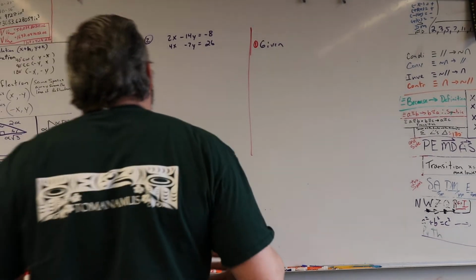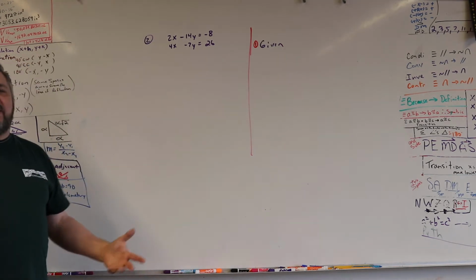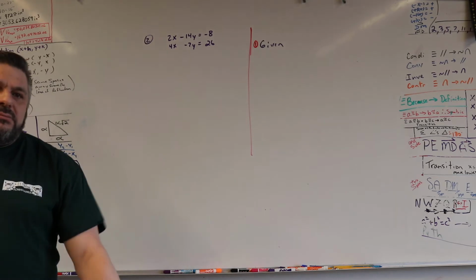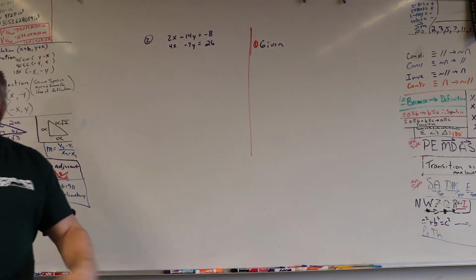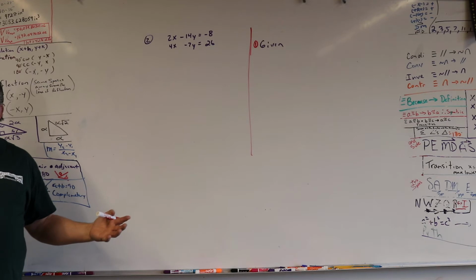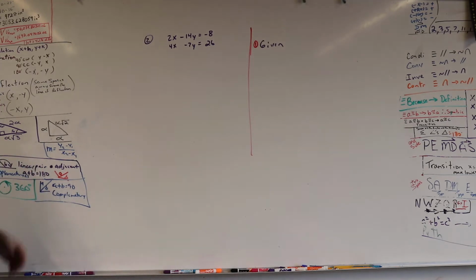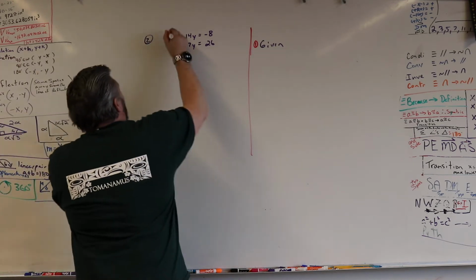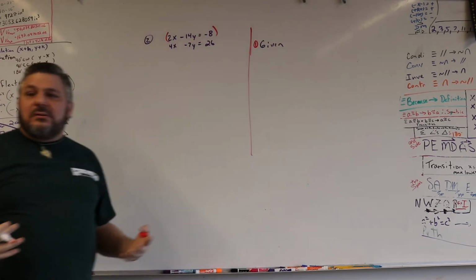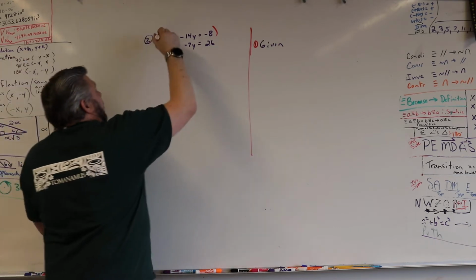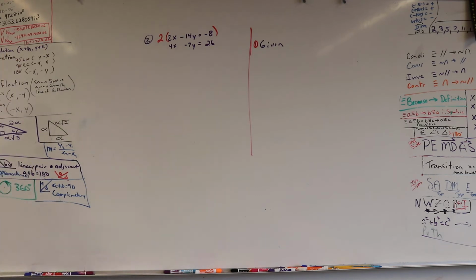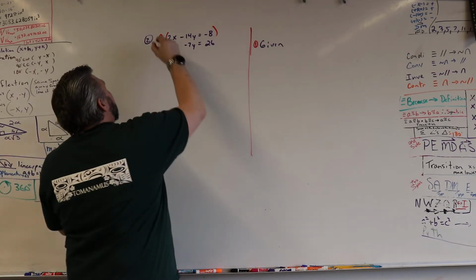We need to make them opposite. So what's easier to make opposite? 7 and 14 or 2 and 4? 2 and 4, okay. I mean, it really doesn't matter. You choose, right? So, what times 2 is 4? 2, okay? So what I'm going to do is I'm going to multiply this by what? 2, okay? But not just 2, so I want it to be opposite. So I want it to be negative 4, right? So that means I got to make it negative 2.